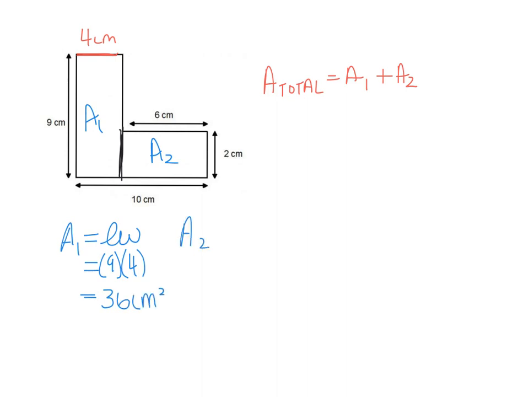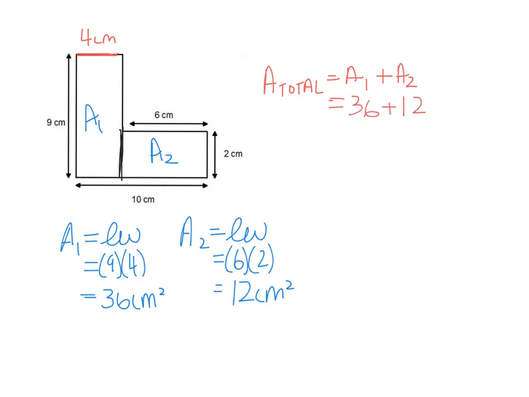Area 2. If I look at area 2, it has a length of 6 and a width of 2. So I'm going to write in length times width because it's a rectangle. 6 times 2 equals 12 centimeters squared. And then now I've got the area 1 area, I got the area 2 area, I got to add those together. I substitute them into my area total, and then I get 36 plus 12, which gives me 48 centimeters squared.